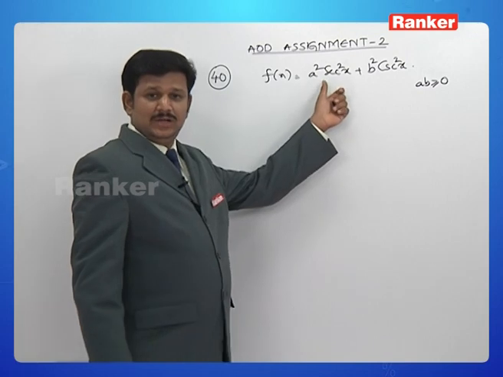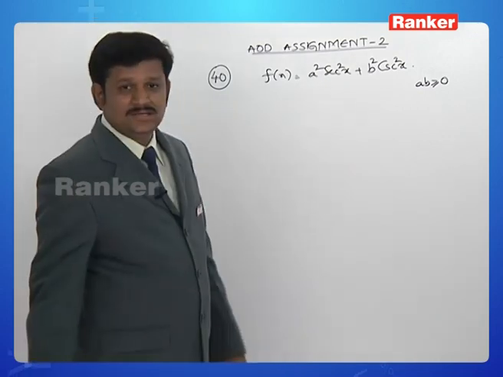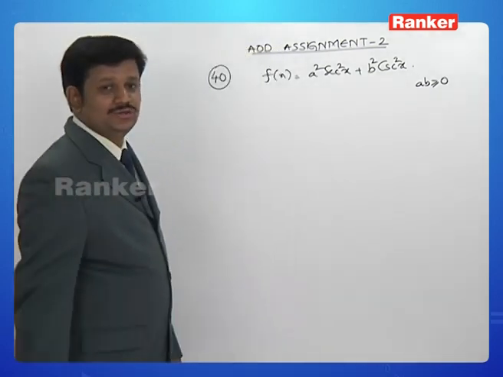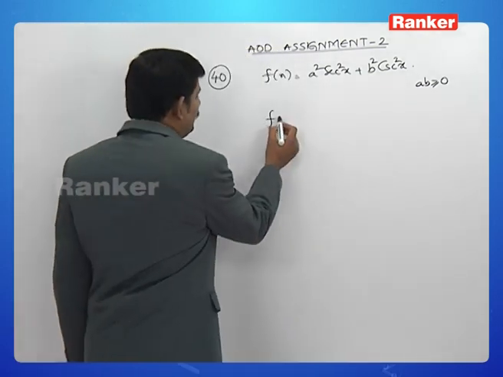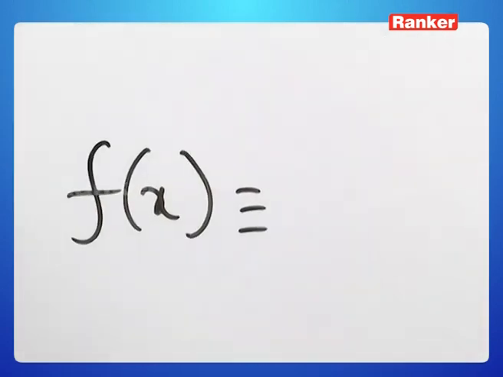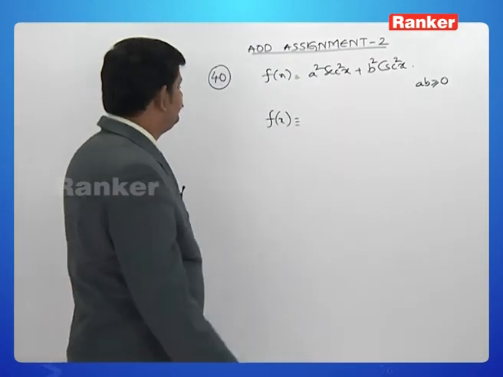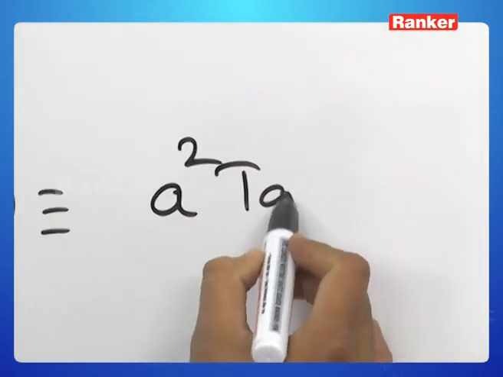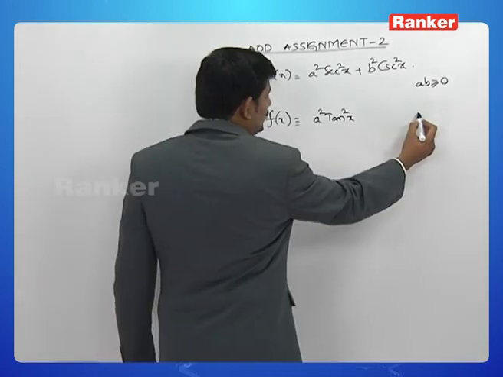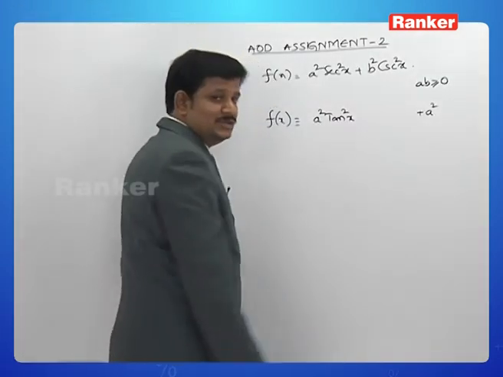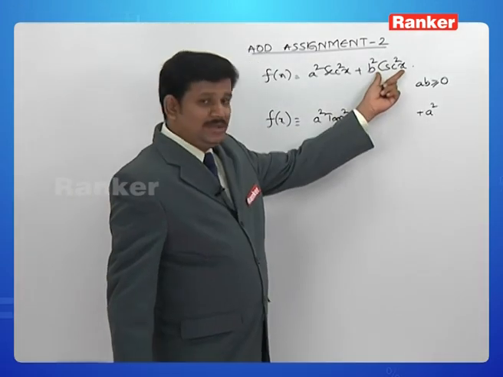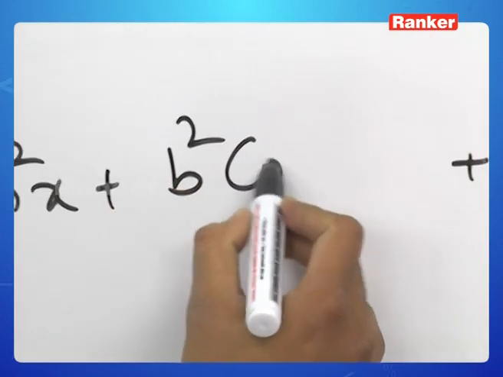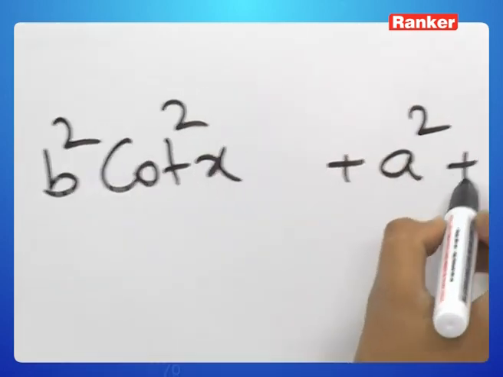Now, secant square x, we can write as tan square x plus 1. Cosecant square x, we can write as cot square x plus 1. So, do not rush to differentiate whenever you are asked for maxima or minima. You can see secant square x as tan square x plus 1. So, a square tan square x plus a square. Cosecant square x as cot square x plus 1, plus b square cot square x plus b square.